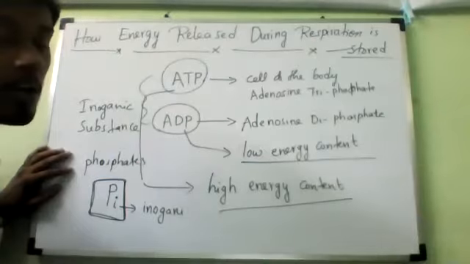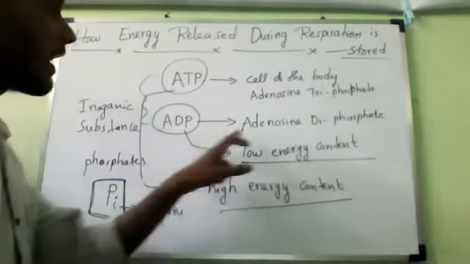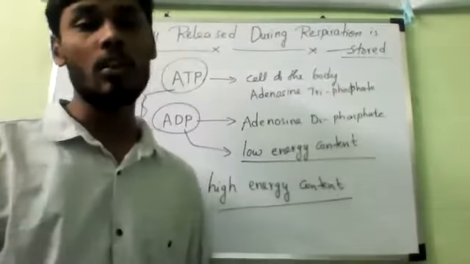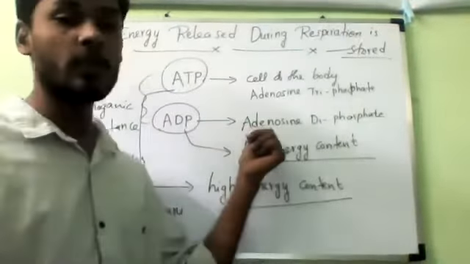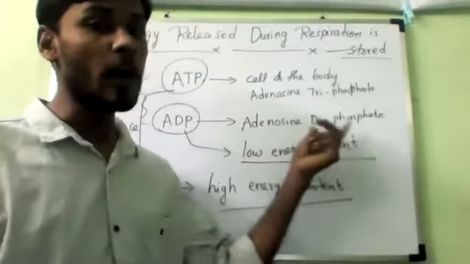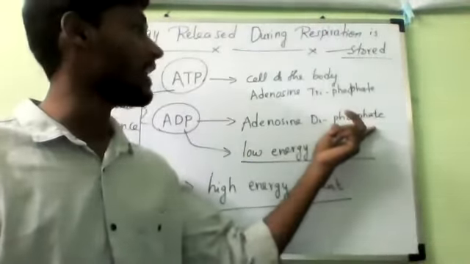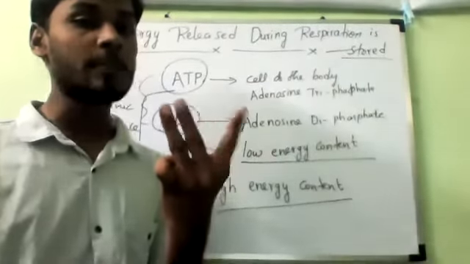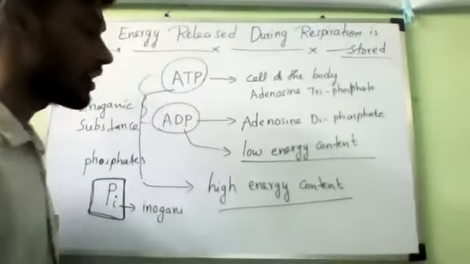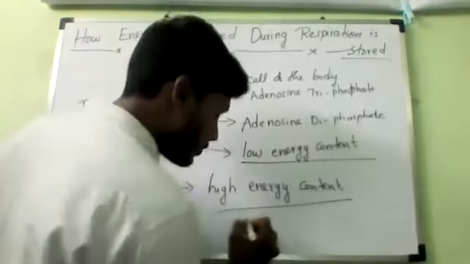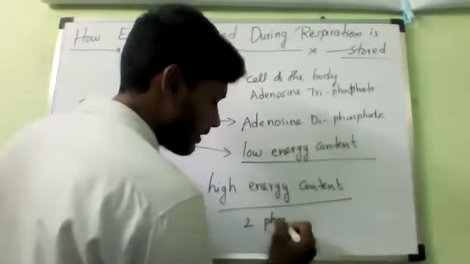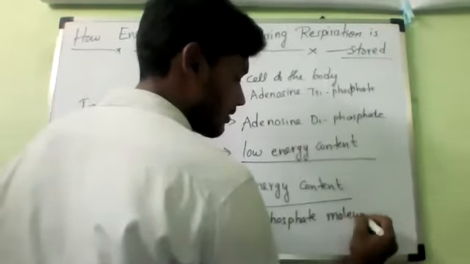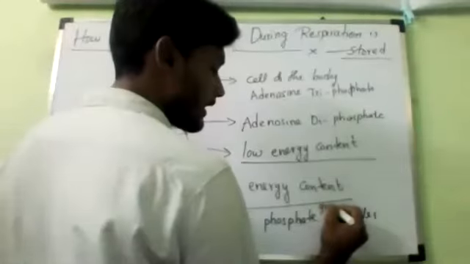Now take ADP. ADP means adenosine diphosphate. ATP means adenosine triphosphate. Adenosine diphosphate contains two phosphate groups, diphosphate, and adenosine triphosphate contains three phosphate groups in its molecule. That is what you should remember. So ADP contains two phosphate groups in its molecule.